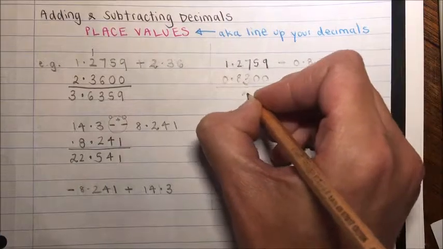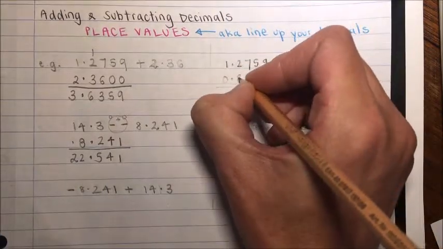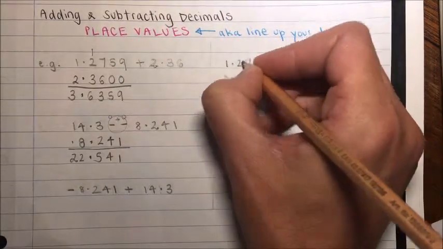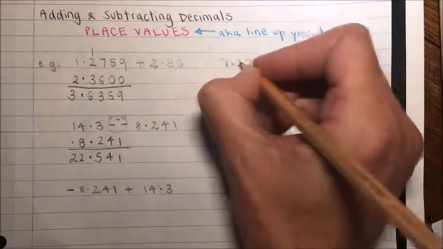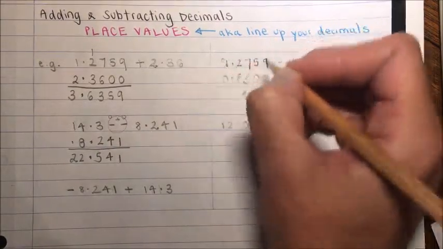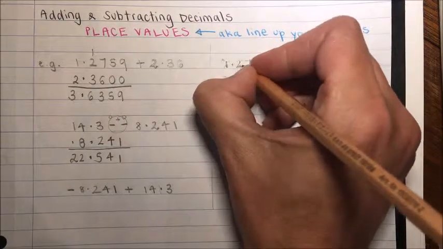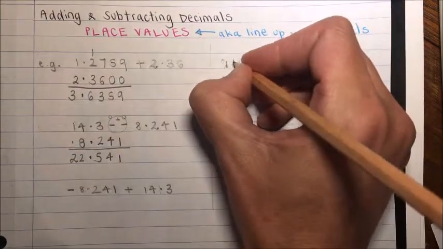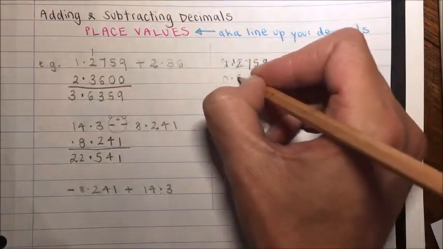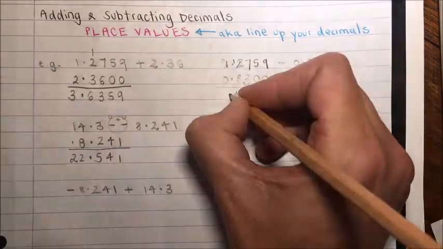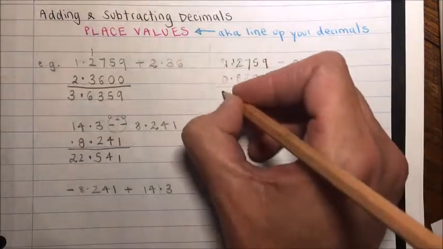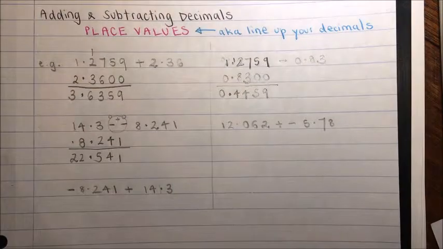7 minus 3 is 4. 2 minus 8, oh, can't do that. So I need to borrow a 10. Oops, I didn't mean to cross that out. I need to borrow a 10 from you. So 12 minus 8 is 4. And 0 minus 0 is 0.